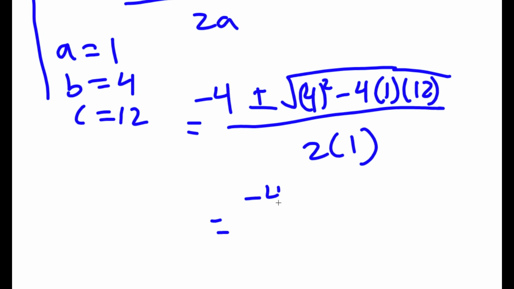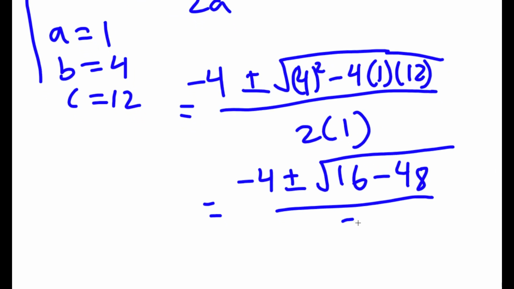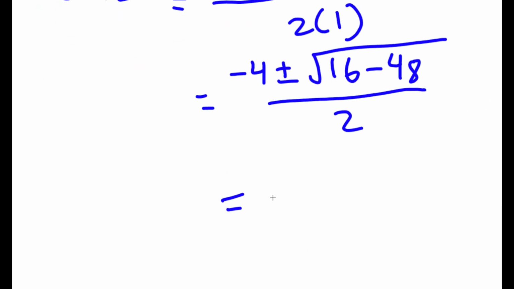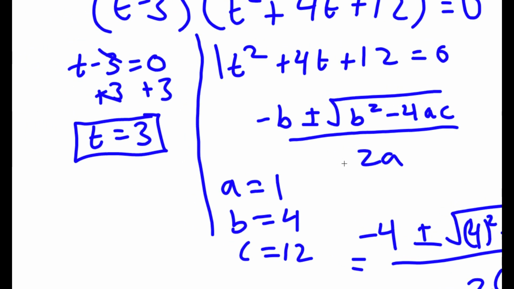Now this is equal to negative 4 plus or minus the square root of 4 squared is 16, minus 4 times 1 is 4, 4 times 12 is 48, all divided by 2 times 1 is 2. Now this is equal to negative 4 plus or minus the square root of 16 minus 48, which is negative 32, over 2. And the problem with this is that you actually can't take the square root of a negative number, meaning this is not right, and our only actual solution for t is equal to 3.